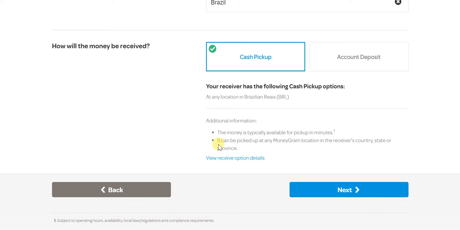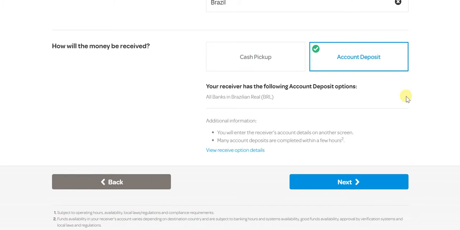It can be picked up at any MoneyGram location in the receiver's country, state or province. So whether it's say Rio de Janeiro or Sao Paulo, Fortaleza or Brasilia or anywhere, Curitiba, it doesn't matter. The receiver will be able to receive money within a matter of minutes. Now, with that said, let's look at account deposit as well.